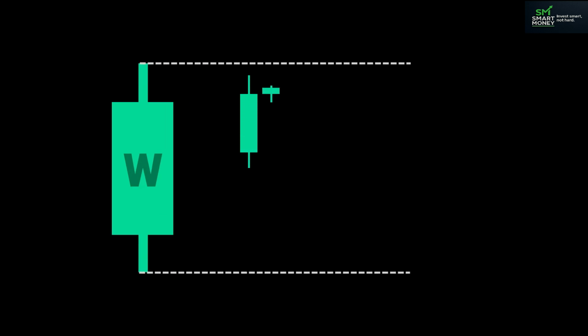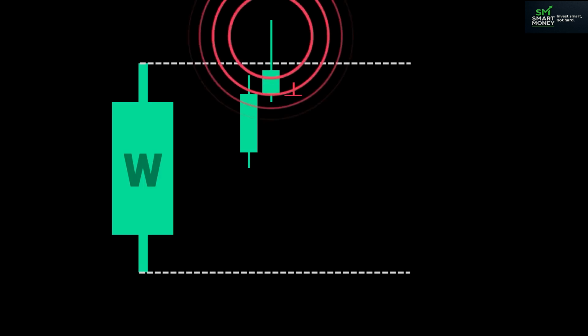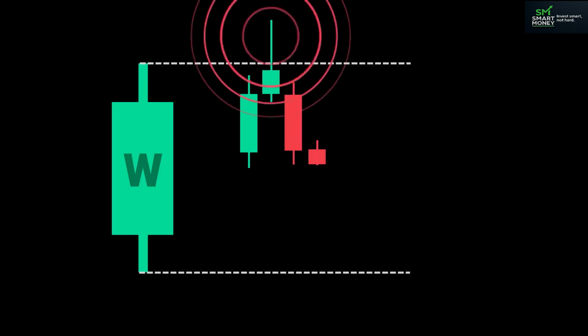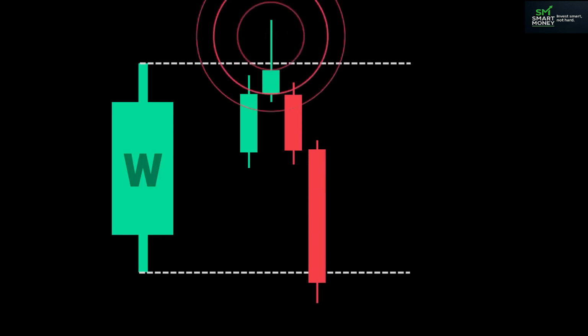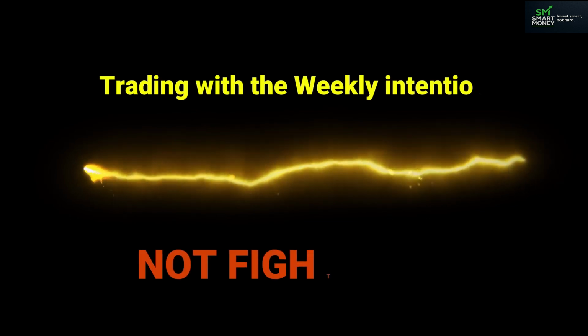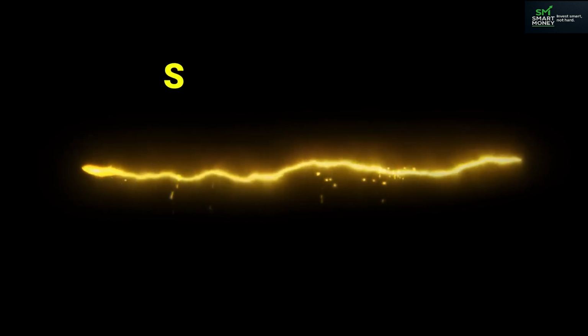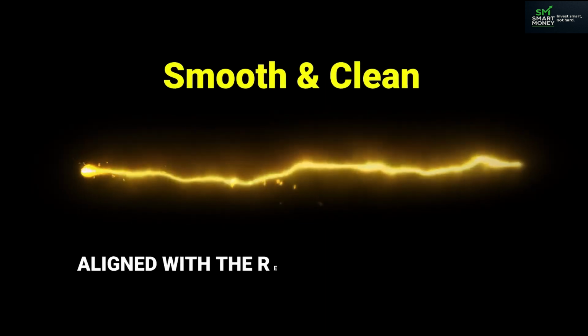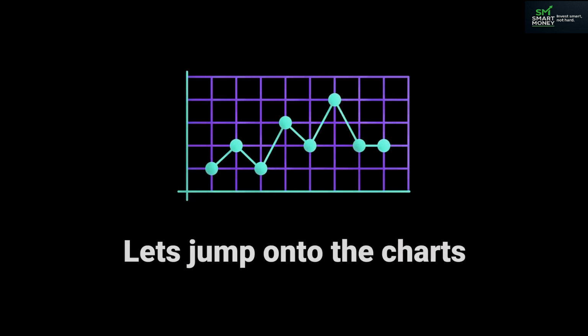This works because the weekly candle is where liquidity is collected. It is where smart money builds positions, where the algorithm sets the direction. It is where expansion moves originate. By following the weekly structure and entering with the CISD, you're trading with the actual weekly intention, not fighting it. This is why the strategy feels smooth and clean, because you're aligned with the real flow of the market. Now let's jump onto the charts and let me show you exactly how this works.